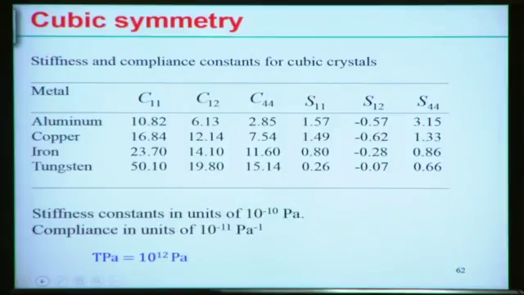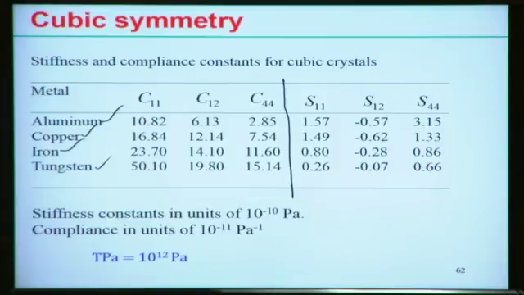Here is the standard table for the cubic symmetry or different cubic structures for different materials. The stiffness and compliance terms, different constant terms, are represented for cubic crystals. If you look into the metals, for aluminium, we can use the constant terms C11, C12 and C44, or we can use the compliance terms S11, S12 and S44. And for aluminium, copper, iron and tungsten, these standard values are obtained, but we should be careful looking into the units.